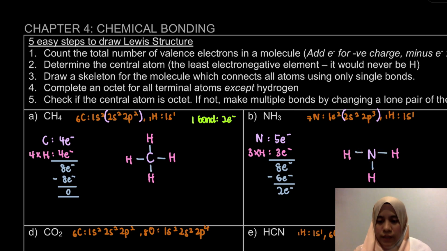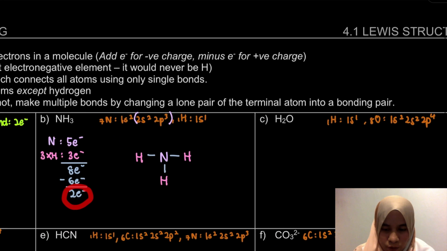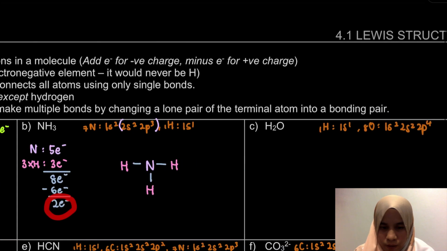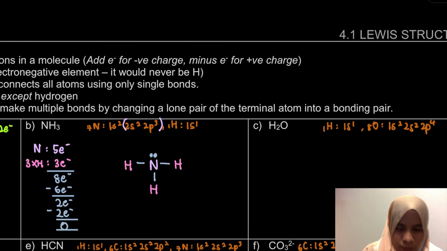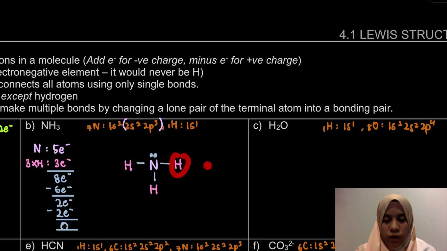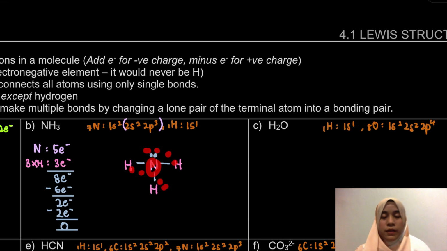But then, check. We still have 2 electrons, right? So another 2 electrons, we're going to put on our central atom. So, here is our dot. So, minus 2 electrons. Okay, so 0. So, finish. When we check back here, hydrogen achieves a duplet. For our nitrogen, 1, 2, 3, 4, 5, 6, 7, 8.